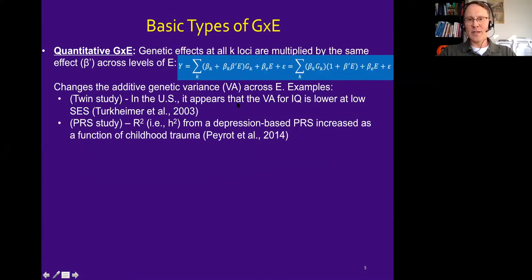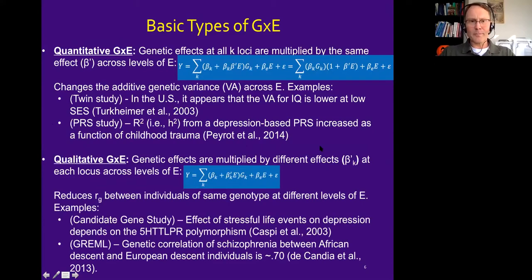In twin studies, this has been done a lot. For example, there's a famous Turkheimer study from 2003 in which it looks like the additive genetic variance for IQ is lower at low SES and gets higher at high SES. This is also done a lot with polygenic risk scores. So the R squared, or in other words, the heritability explained, for example, by a depression-based polygenic risk score increases as a function of childhood trauma. That's a study by Wouter Peyrot.